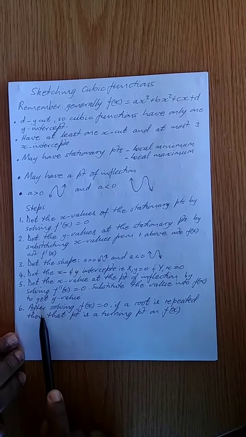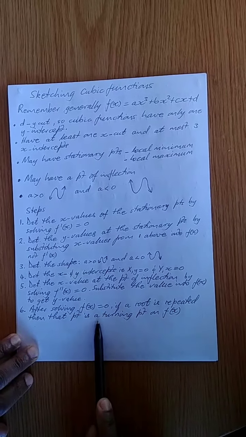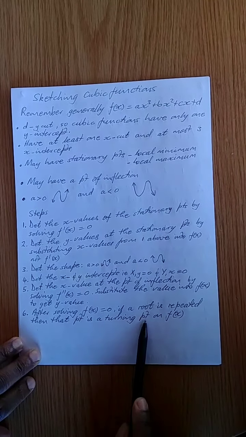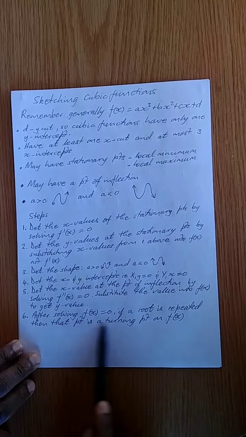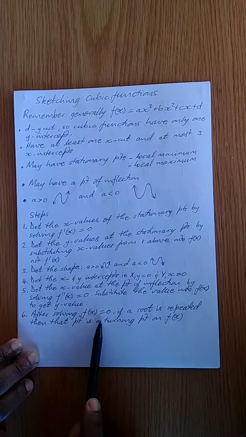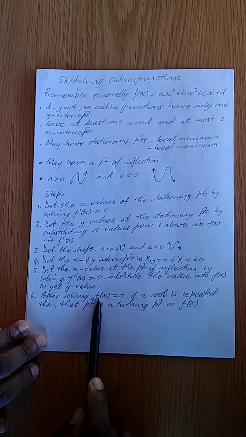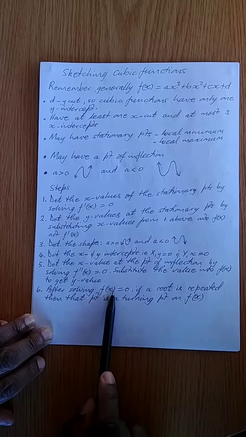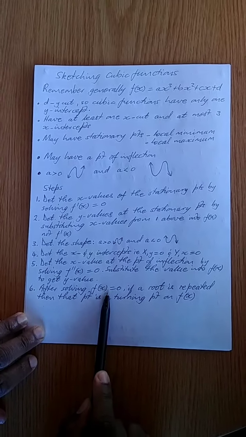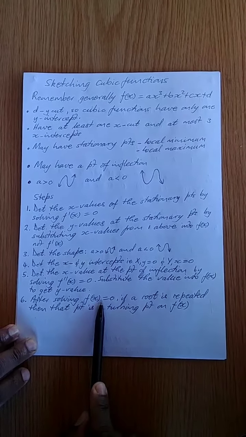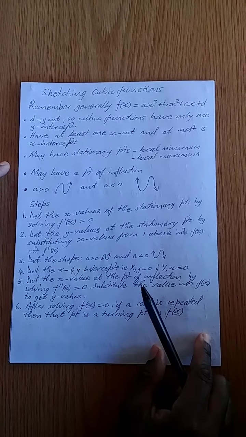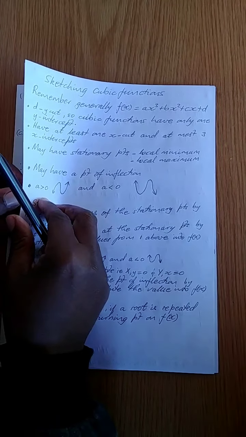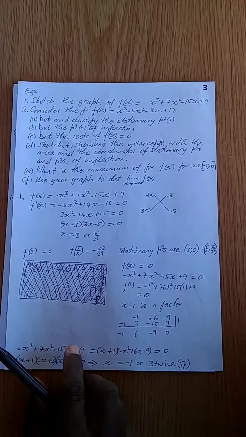Last stage, after solving for f of x equals 0, if a root is repeated, then that point is a turning point on f of x. Please get to understand this one. When we substitute f of x equals 0 and solve for x, and there is a repeated root, that repeated root is showing you that there is actually a turning point at that point. The point might be a minimum turning point or a maximum turning point.